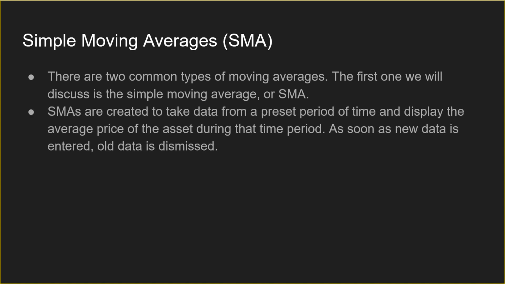Simple moving averages are created to take data from a preset period of time and display the average price of the asset during that period of time. As soon as new data is entered, old data is dismissed. This is the basic idea of the moving average that we've been discussing. So let's say you have a 50 period moving average. You're taking the past 50 days of closing prices, adding them up, dividing by 50, and it's plotted on the chart.